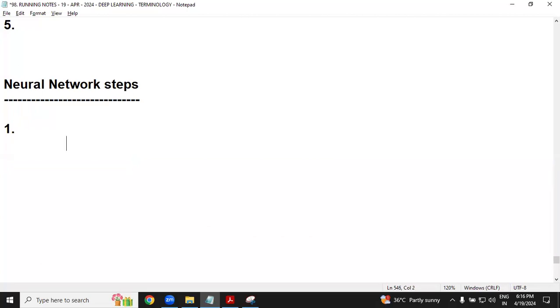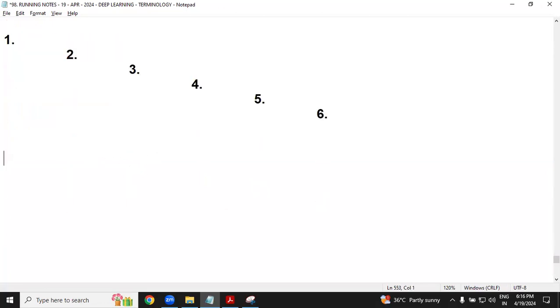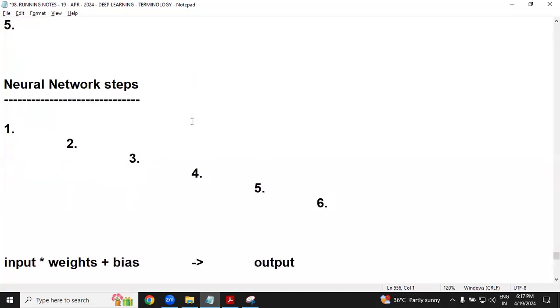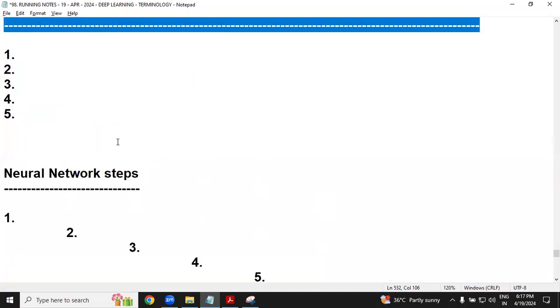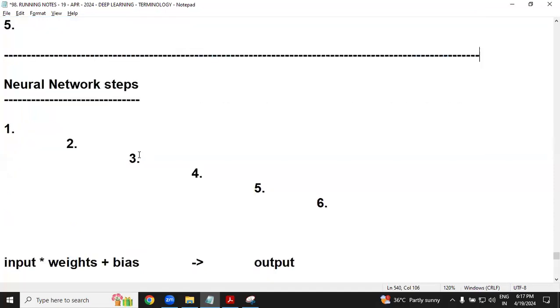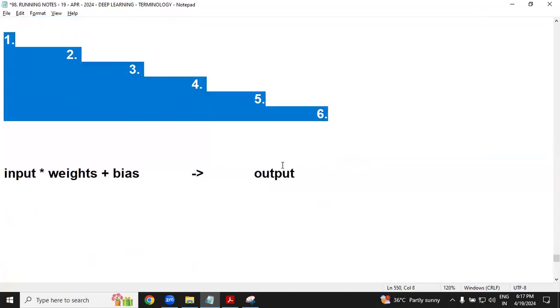Second one is weights. Third one is summation function. Next one, bias value. Next one, activation function. Perfect. We are done. And tell me the math formula: input into weights plus bias. Remember one thing, if I ask for the neural network steps, you need to repeat all these steps.